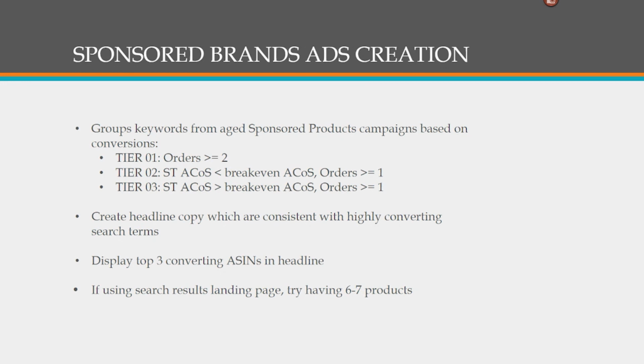Very recently, Amazon has actually allowed just having only 1 available product to continue to be advertised. But when you're creating a campaign, you still need a minimum of 3. So you still need to define a minimum of 3 products to advertise. So keep that in mind.